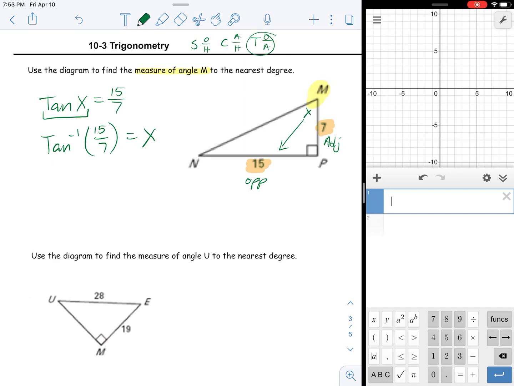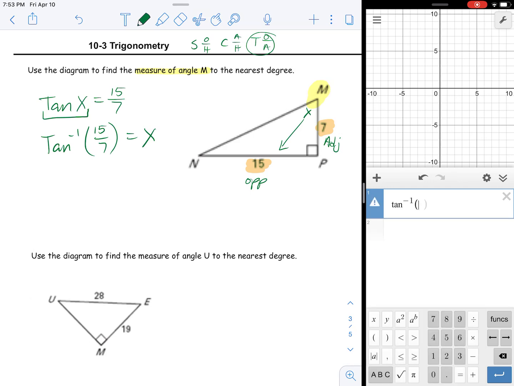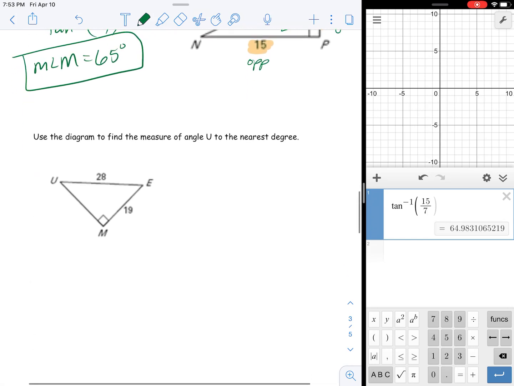So when you're finding the angle, you're doing the opposite of normal: do the inverse function. So you push the function button, and the inverse next to tangent has the tan -1, and then 15 divided by 7. So the angle is like 64.9831, and they usually want angles to the nearest degree, so it's going to be 65 degrees. So the measure of angle M is 65 degrees.